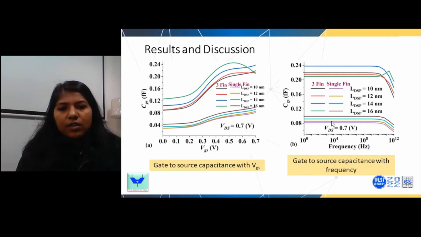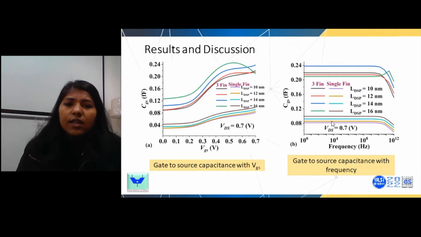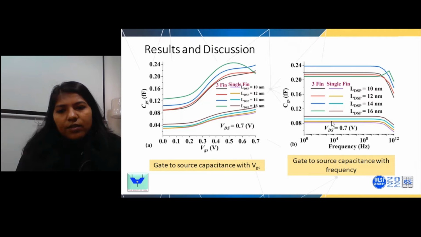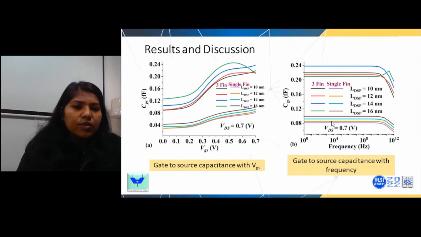But in the case of the 3-fin structure, we can see here for LDSP equal to 16 nanometer, there is a fall at the higher gate voltages. This is because when we start to increase the drain spacer and reduce the source spacer, there is an increment in the inversion charges and the gate to source capacitance starts to increase. But at some moment, the inversion charges will not increase, and we'll see the reduction in flux, and because of that there will be a decrement in the charges, and that will reduce the gate to source capacitance. The same reduction can be seen here with respect to the frequency also.